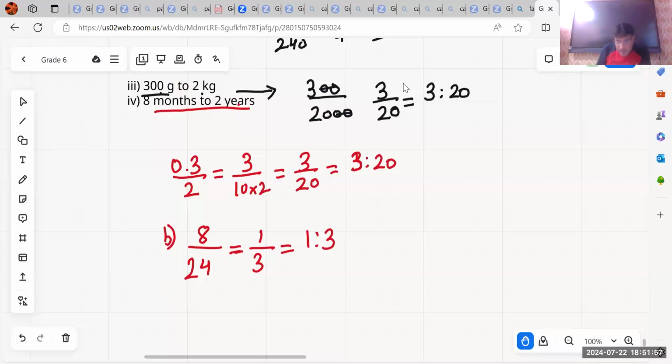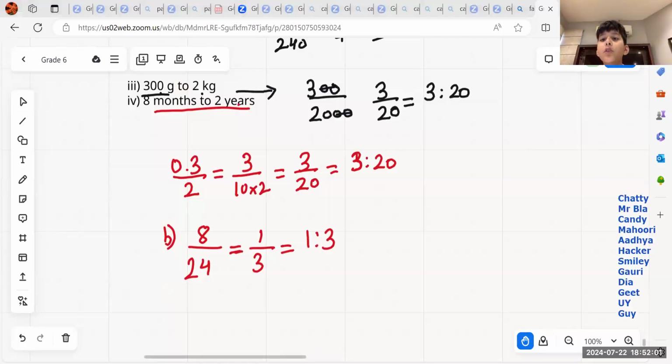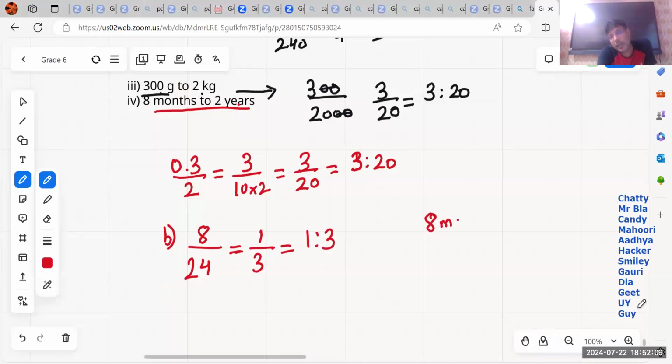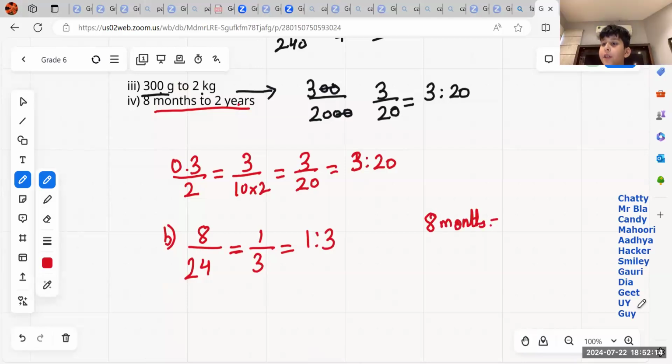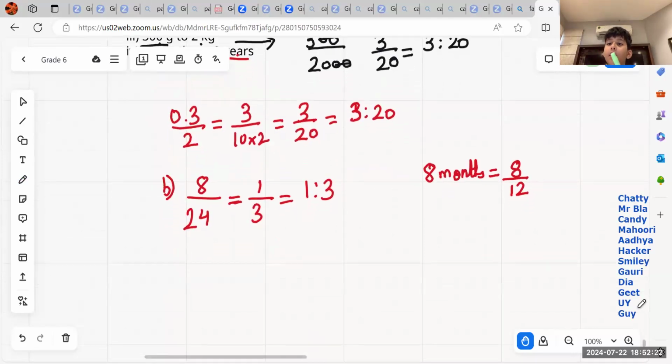Yes, Guy, you were saying something? Sir, if we convert 8 months to year, then 0.8 will come. But beta, 0.8 will not come, that is where you made a mistake. 8 months will not be in decimals. It will be 8 upon 12. Okay, or then we do it 1 by 3. Why do you want to complicate, man?